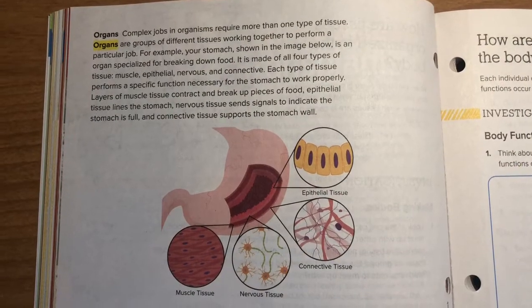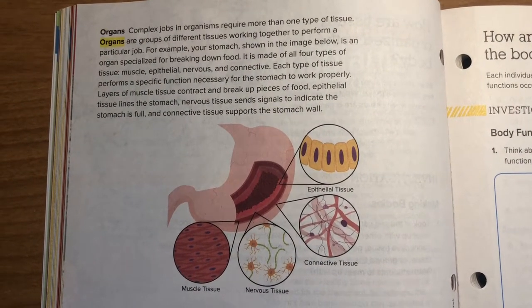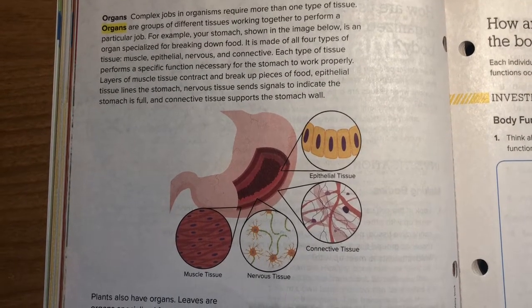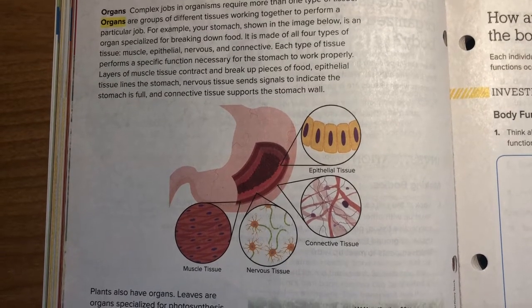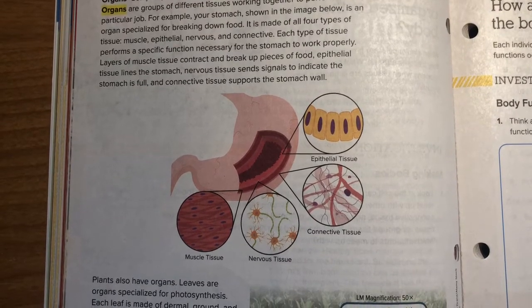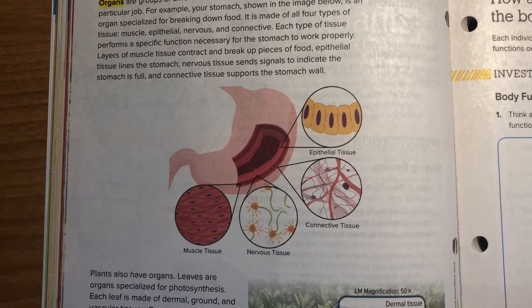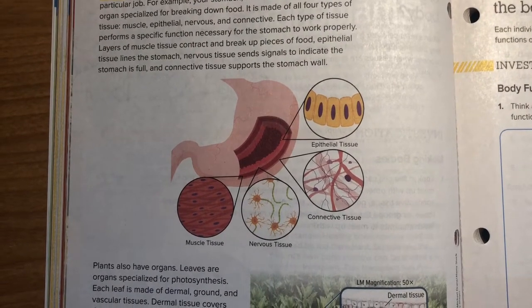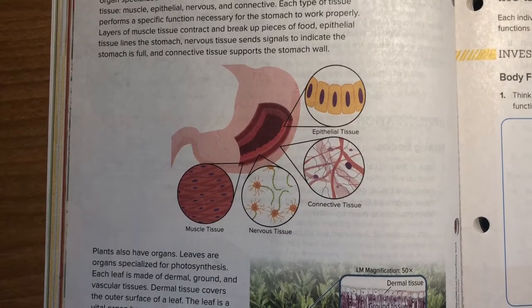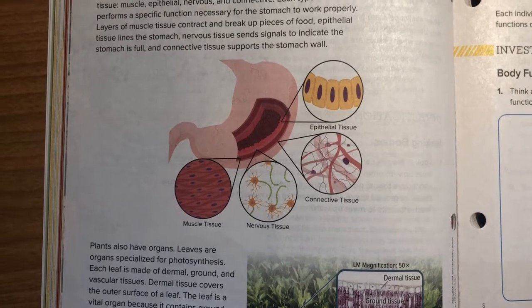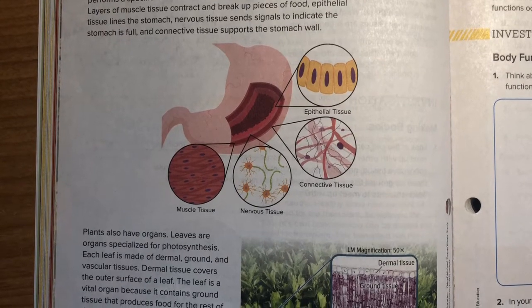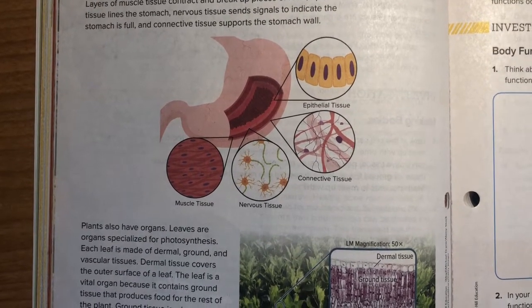Organs. Complex jobs in organisms require more than one type of tissue. Organs are groups of different tissues working together to perform a particular job. For example, your stomach, shown in the image below, is an organ specialized for breaking down food. It is made of all four types of tissue: muscle, epithelial, nervous, and connective. Each type of tissue performs a specific function necessary for the stomach to work properly. Layers of muscle tissue contract and break up pieces of food. Epithelial tissue lines the stomach. Nervous tissue sends signals to indicate the stomach is full, and connective tissue supports the stomach wall.